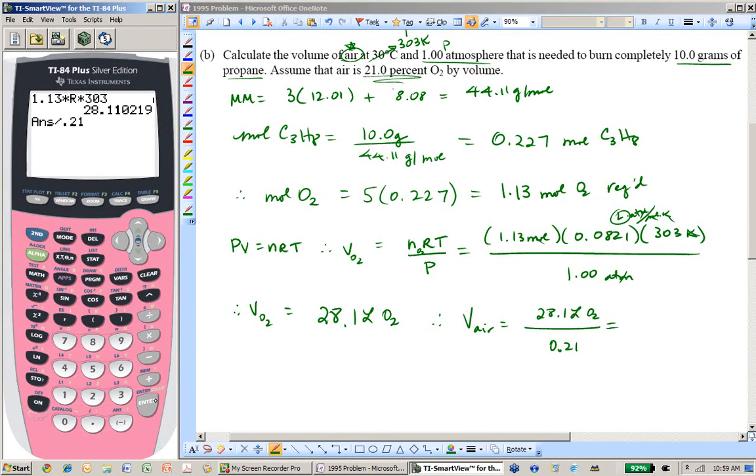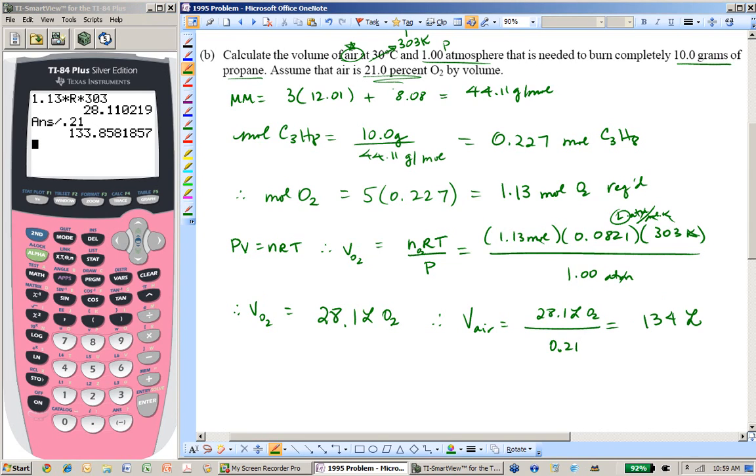Let the problem lead you. And I come out with 134 liters of air required. And you don't have to put the "required", I'm just doing that for your benefit.